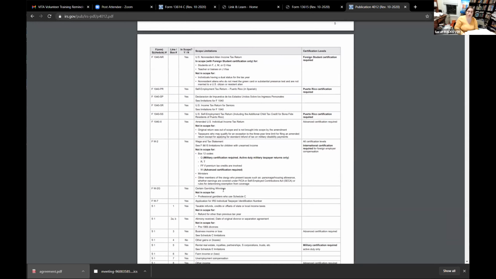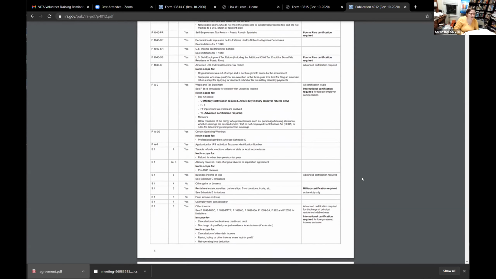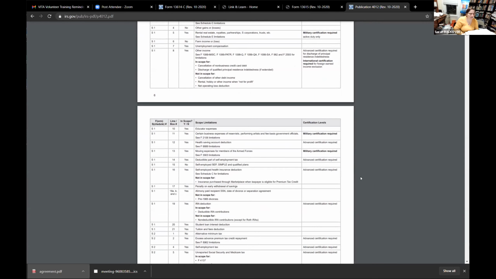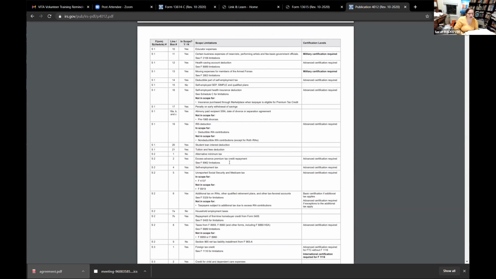We have gambling winnings. One thing we do need to talk about, and I'm sure on Wednesday we'll get into this a little more in depth, but with gambling winnings, you need to figure out A, where they live, and B, where they want it. Because everybody's got their hand out for gambling winning taxes. And very specifically to this year, there's your student loan interest deduction that is covered. Alternative minimum tax is not covered. We won't see that though.